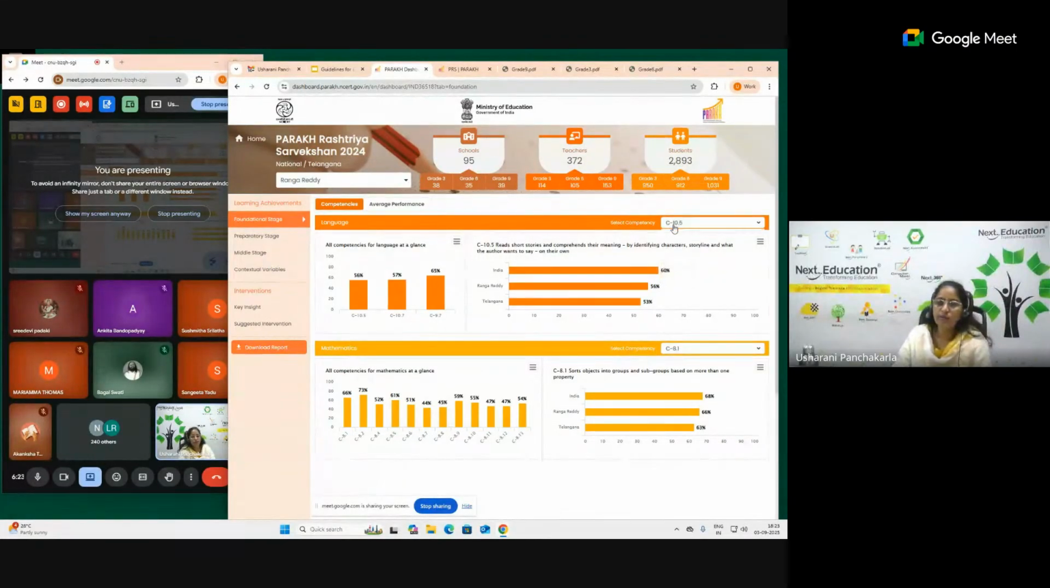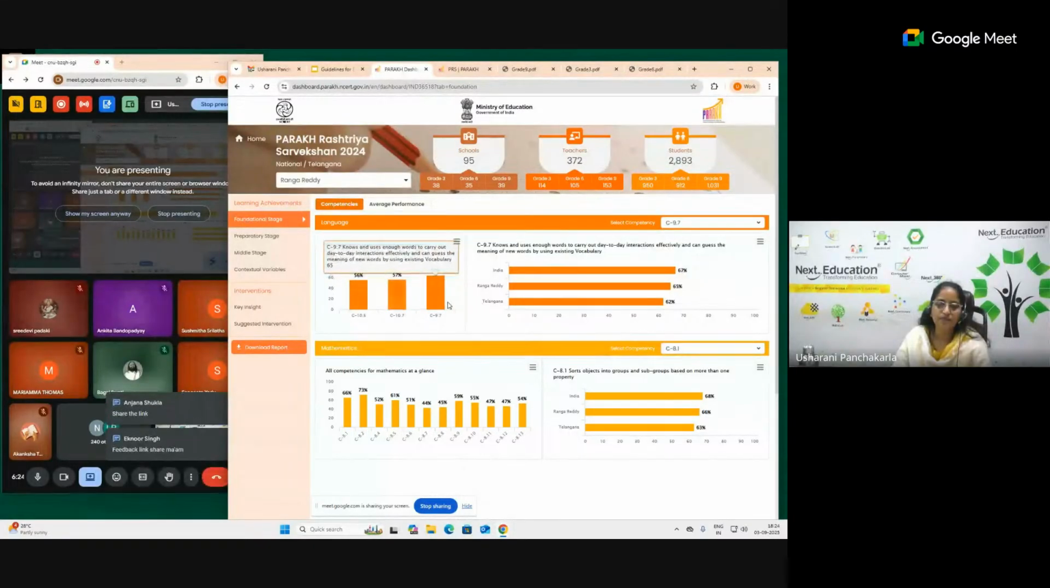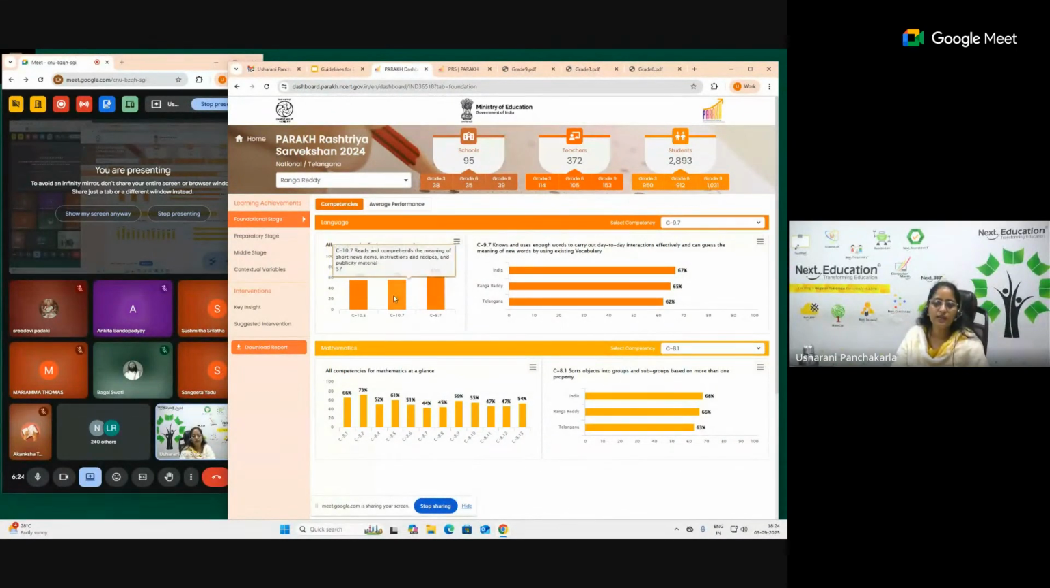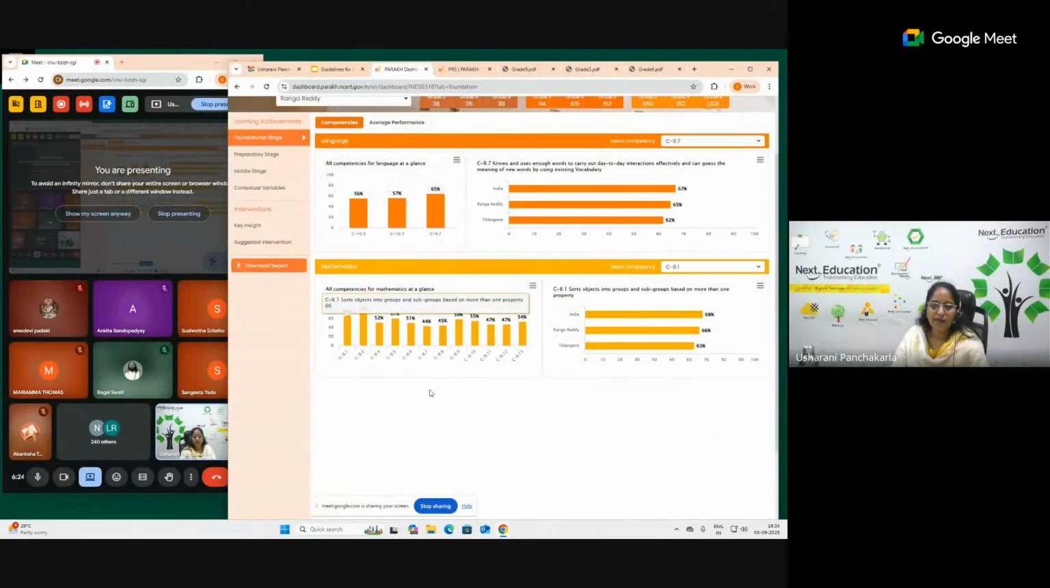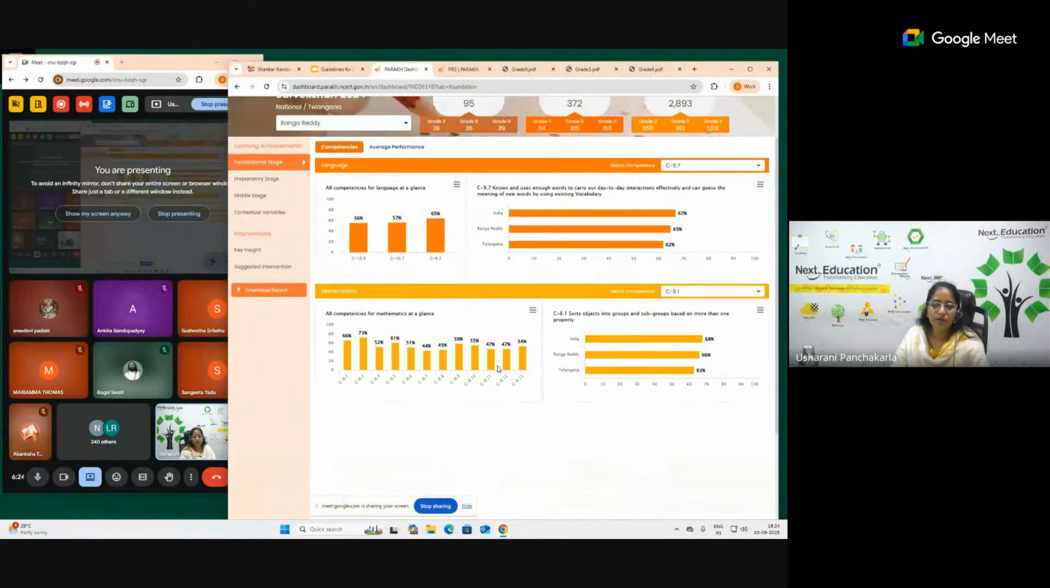Why? So here you need to select the different competencies, that is 10.7 or 10.3, that way. Then you will be seeing the same thing here. Okay, so here you are able to see 10.5, what is the percentage of the students who have achieved it, and then this is at a language level, this is at a mathematics level, and again, because this is grade 3, you don't have the EVS or the science.